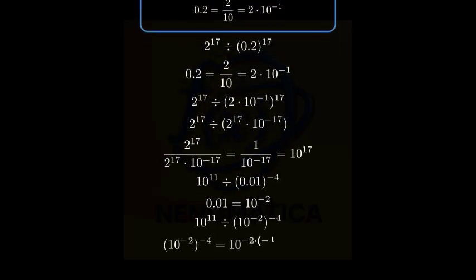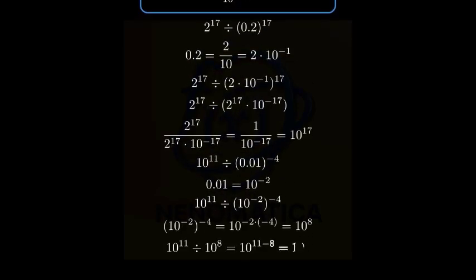When a number raised to a power is itself raised to another power, we multiply the exponents. So 10 to the negative 2 raised to the negative 4th power equals 10 to the negative 2 times negative 4, which is 10 to the positive 8. Now our denominator is 10 to the 11th divided by 10 to the 8th, which equals 10 to the 11th minus 8th, which is 10 to the 3rd power.